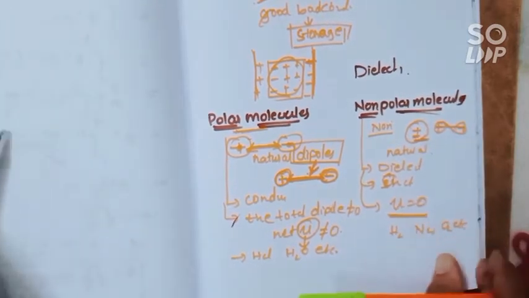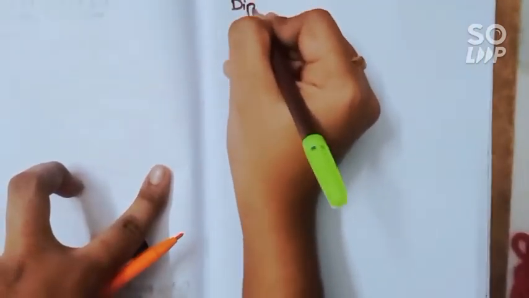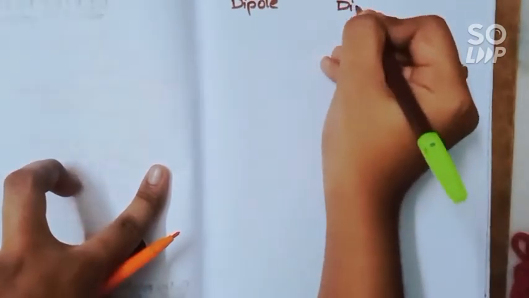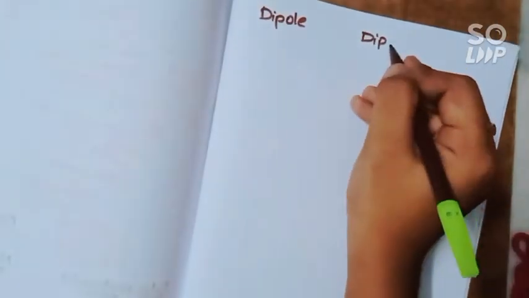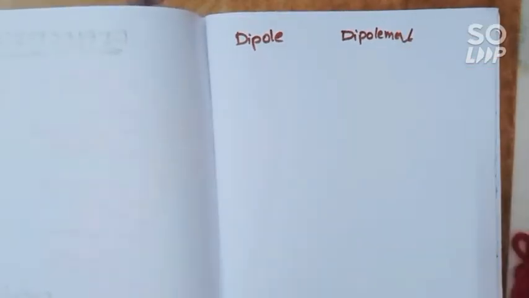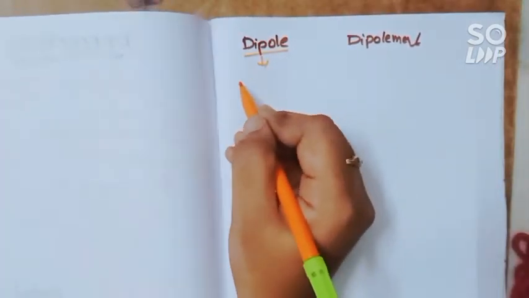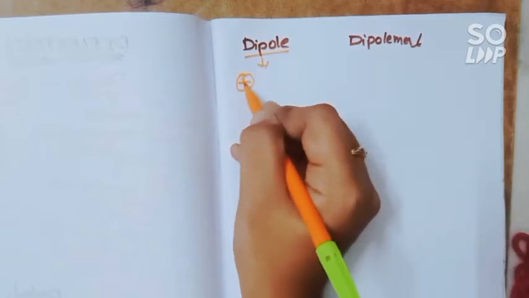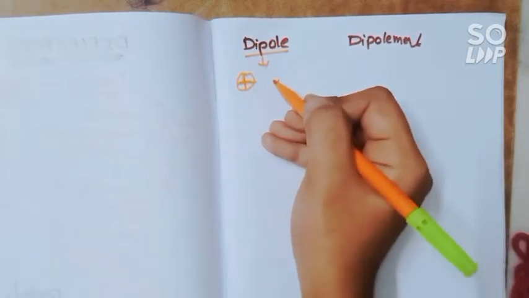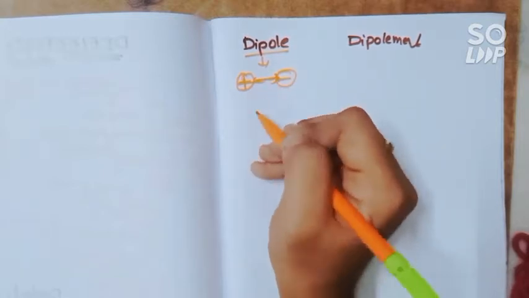Now let's move on to our next topic. Next we need to know some more basic definitions: what is a dipole and what is a dipole moment. First of all, let's know about the dipole. In polar molecules, I explained dipoles: the centers of two equal and opposite charges are separated by some distance. This is called a dipole.